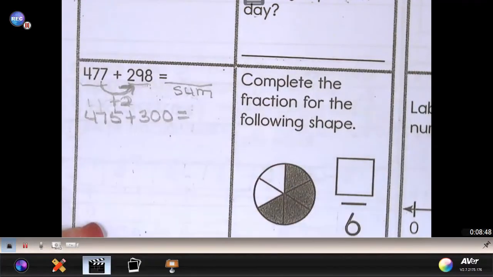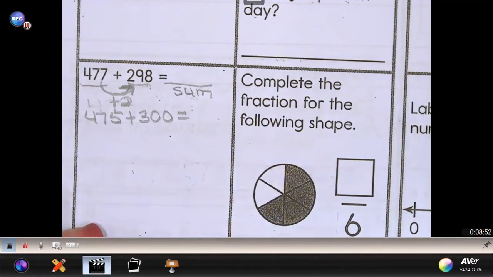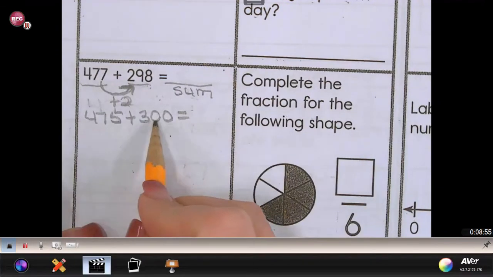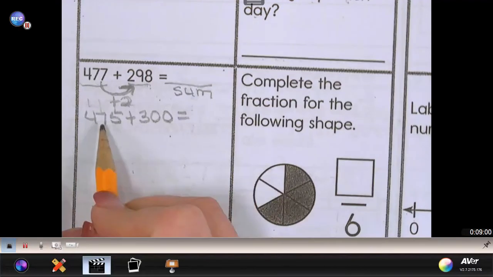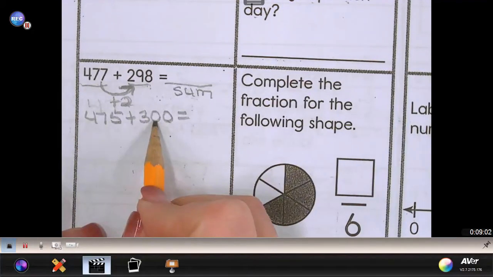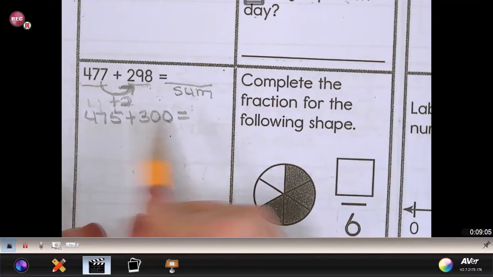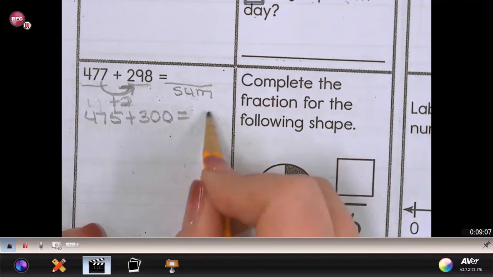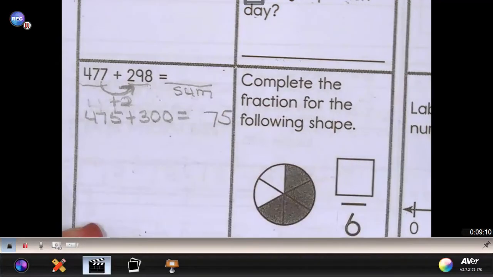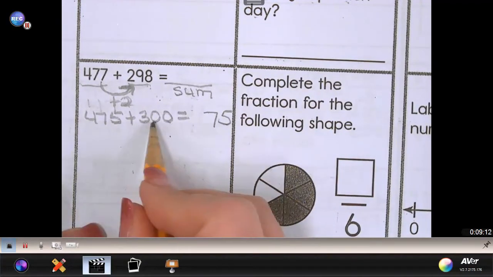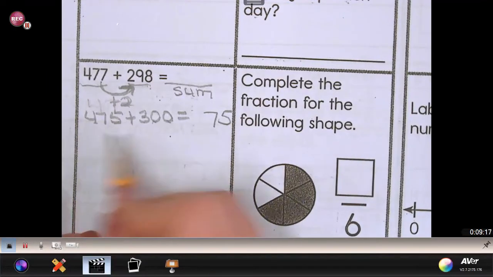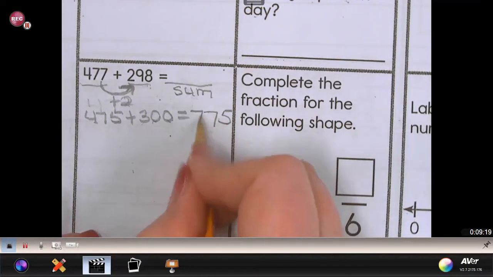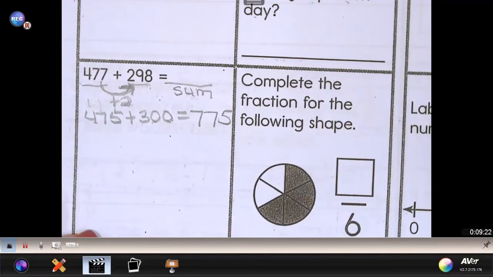Well, that makes this much easier for me to add mentally, because now I don't have to worry about my tens or my ones place, because 7 tens plus 0 tens is going to be 70, and 5 plus 0 is going to be 5. So this 75 is still going to be 75, because I don't have any tens or ones to add to it. So I'm going to take that 400, add 3 more hundreds, and now I have 775.